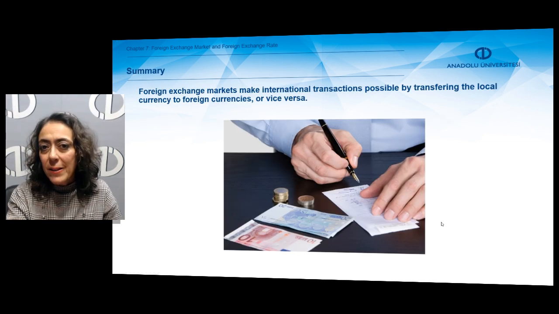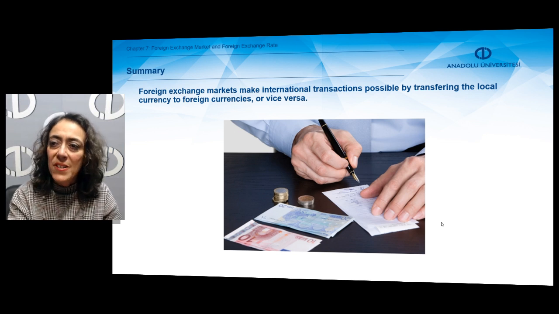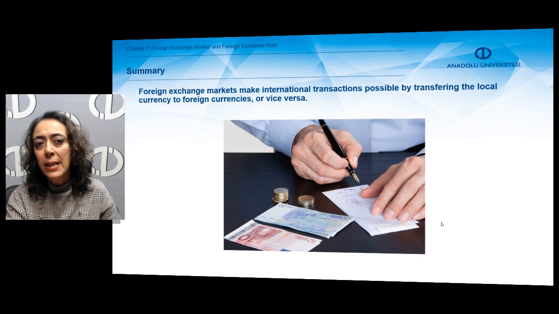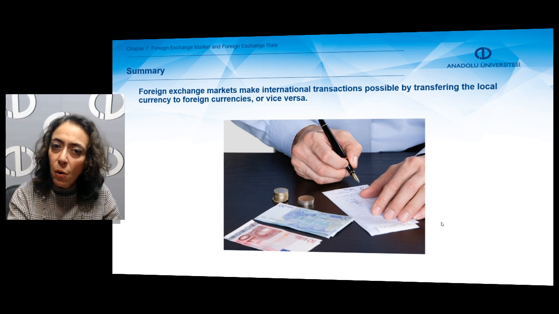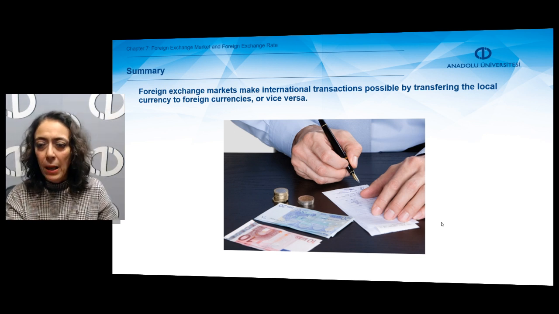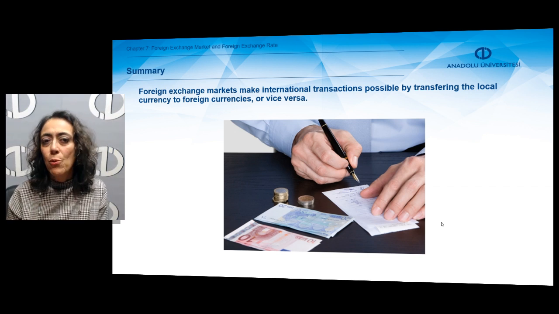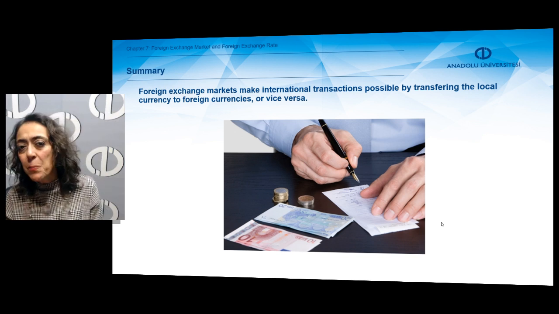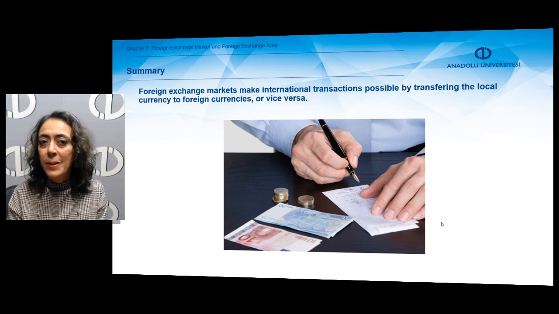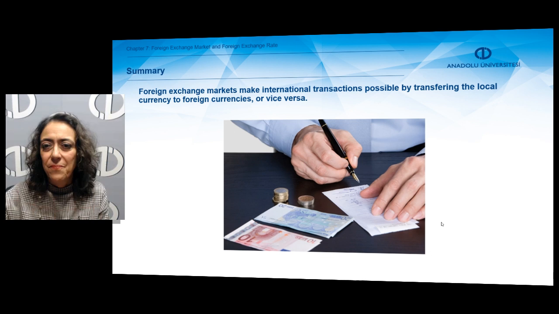Foreign exchange markets make international transactions possible by transferring the local currency to foreign currencies or vice versa. In many respects, foreign exchange markets are similar to commodity markets, but in some other respects, there are important differences.